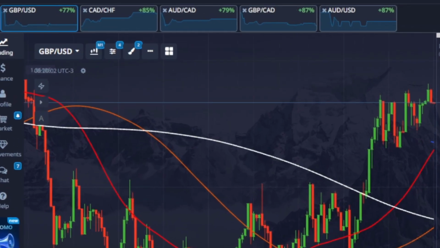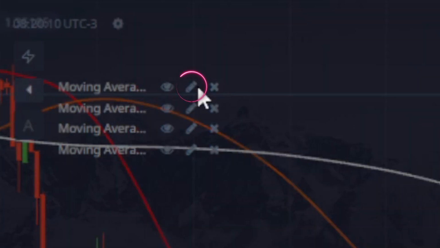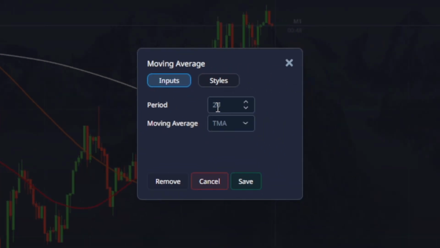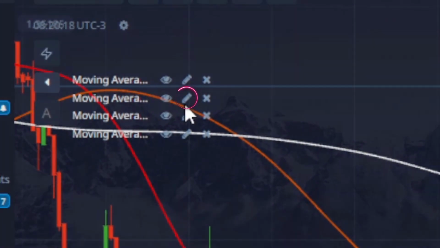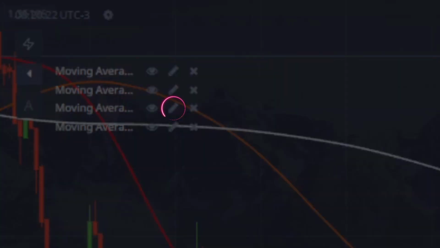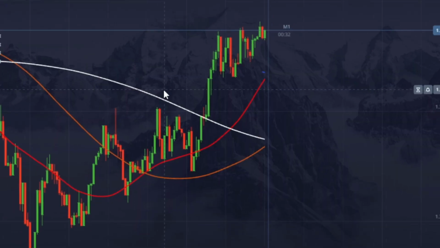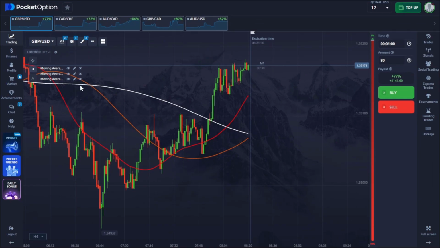I'm going to add 4 indicators right here. For this video, I'm going to use the triangular moving average. 20 for the red, 50 for the orange one, 100 for the white, and 200 for the blue. For this video, the 200 is not necessary because the triangular moving average is a double average, generally more extensive, and compare this average with others.